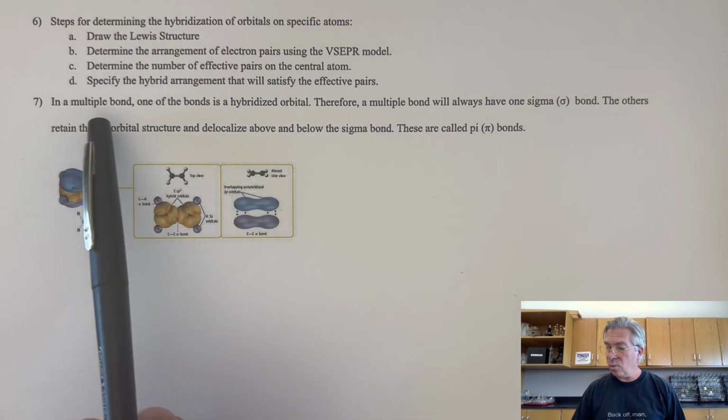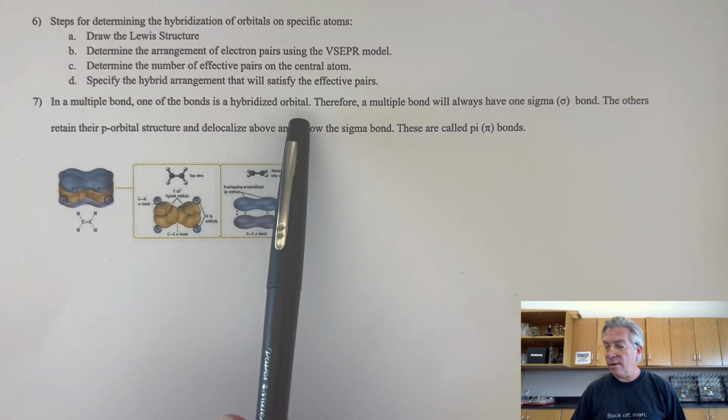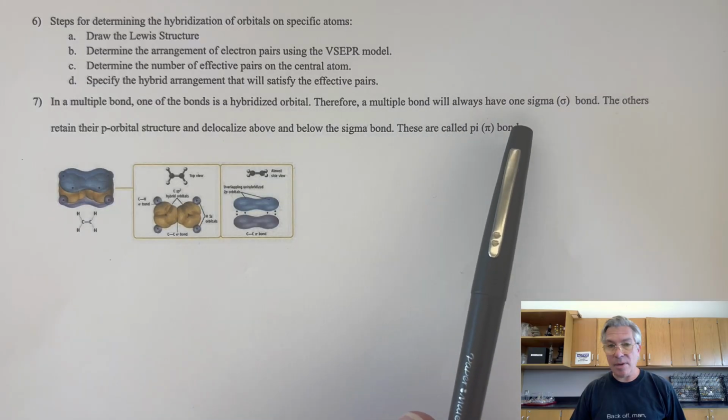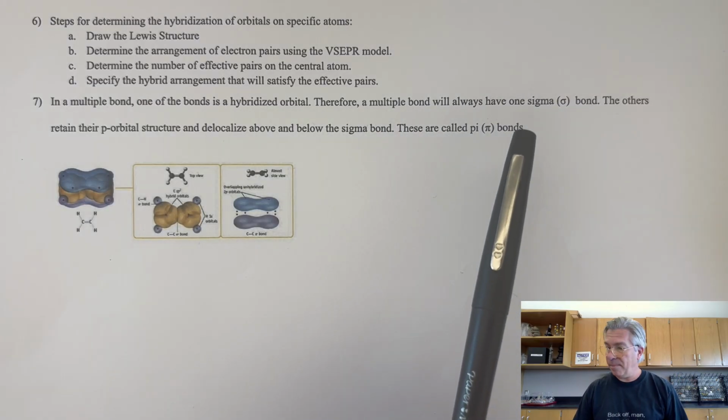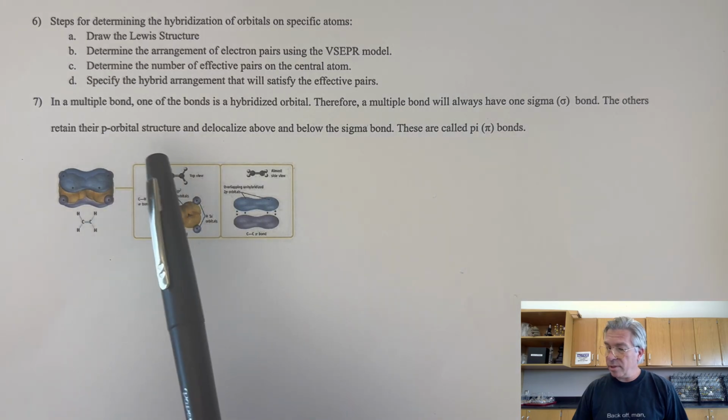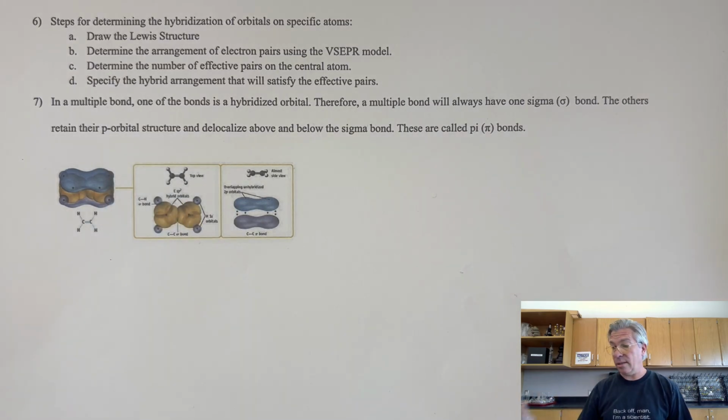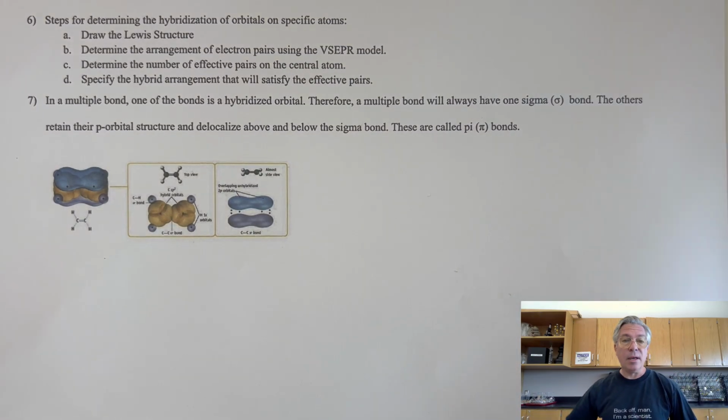In a multiple bond, one of the bonds is a hybridized orbital. Therefore, a multiple bond will always have one sigma bond. That's the hybridized bond. And the others will retain their p orbital structure and delocalize above and below the sigma bond. More detail on that in our next episode. Let's look at an already worked out example.